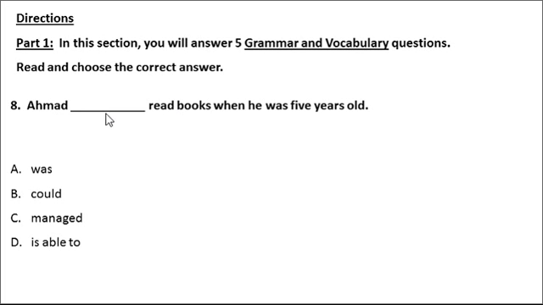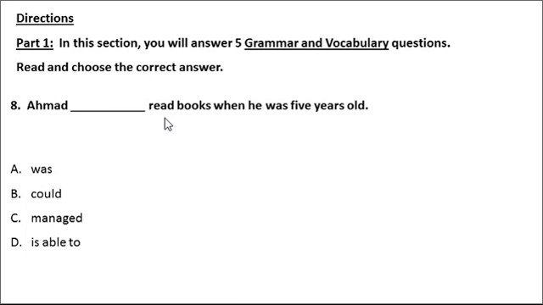Like this one here. Ahmed blank read books when he was 5 years old. So you need to choose: Ahmed was read books. Ahmed could read books when he was 5 years old. Ahmed managed read books when he was 5 years old. Ahmed is able to when he was 5 years old. So you choose the right answer. The right answer here, I can tell you, is could.